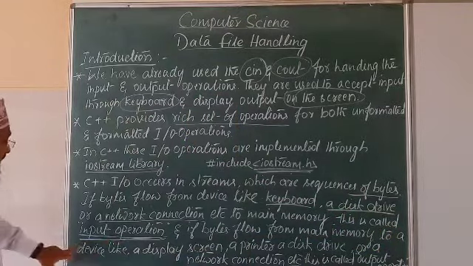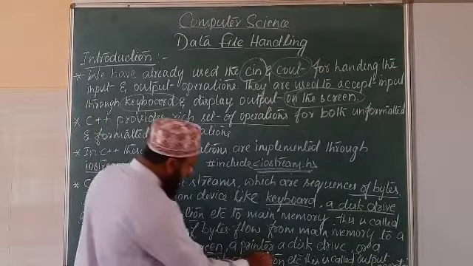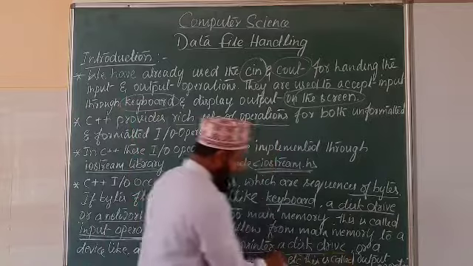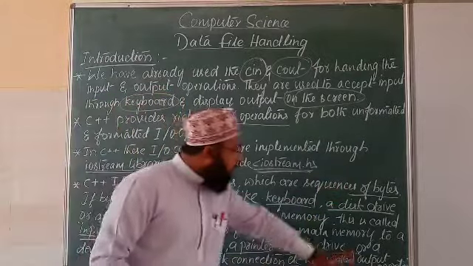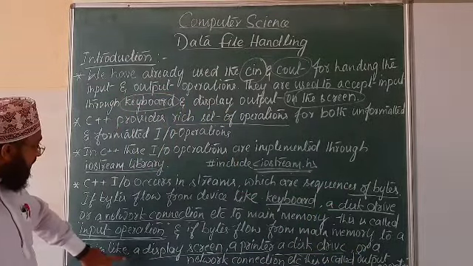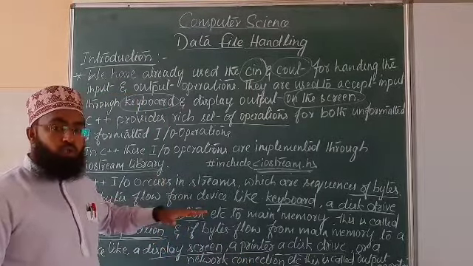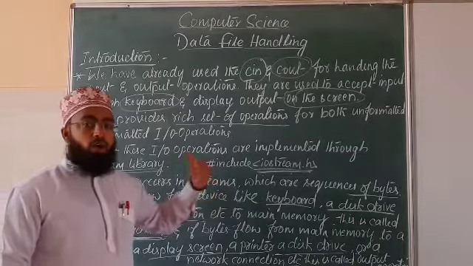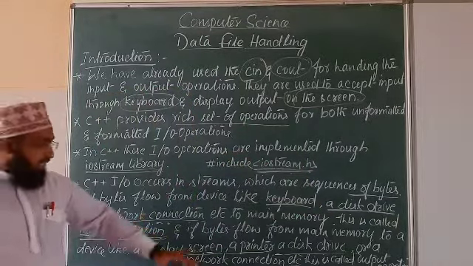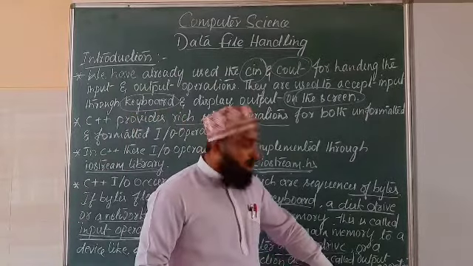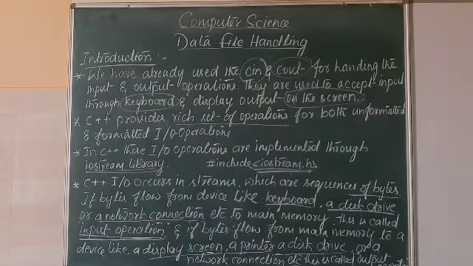And next, if bytes flow from main memory to a device like a display screen, it means the monitor, or a printer or a disk drive, either a hard drive or pen drive or CD-ROM, or a network connection, then this is called an output operation.